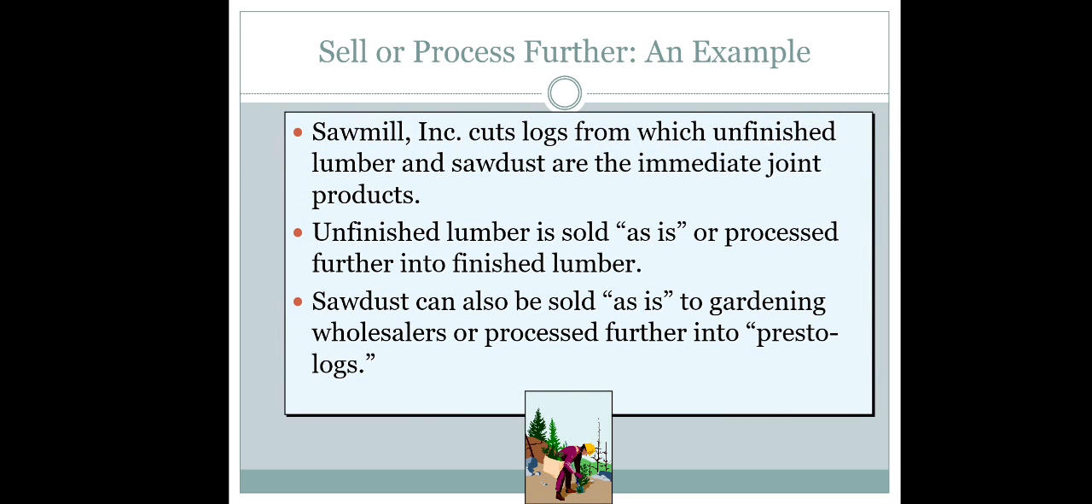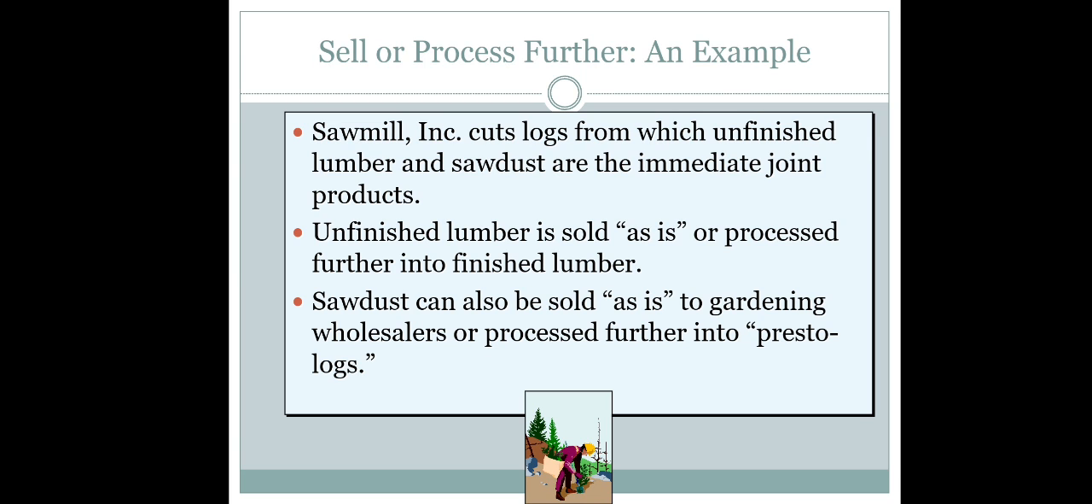Okay, this is an example. When you see this example, I hope you can understand the decision of sell or process further. This is very simple. Sawmill Incorporated cuts logs from which unfinished lumber and sawdust are the immediate joint products.